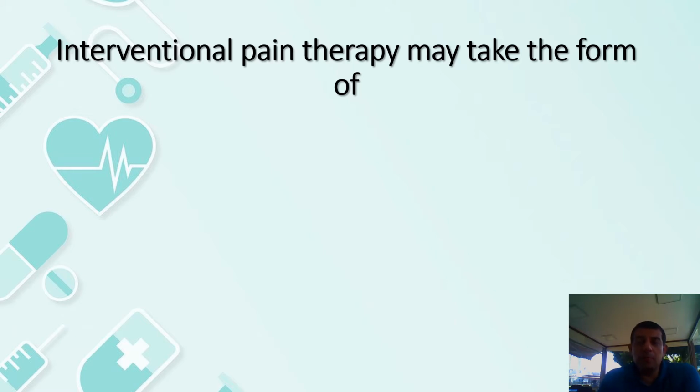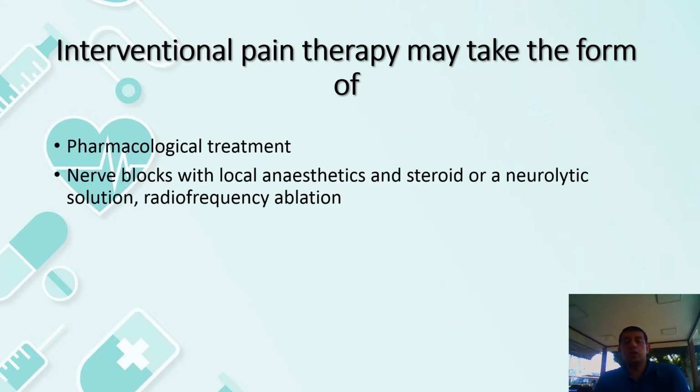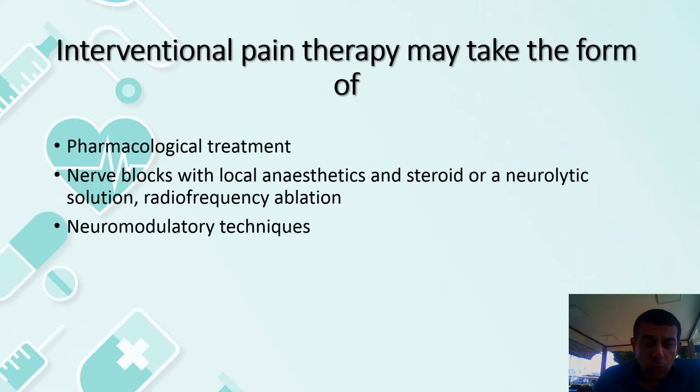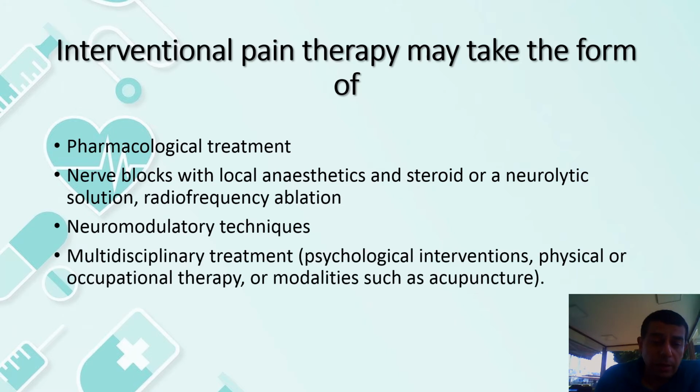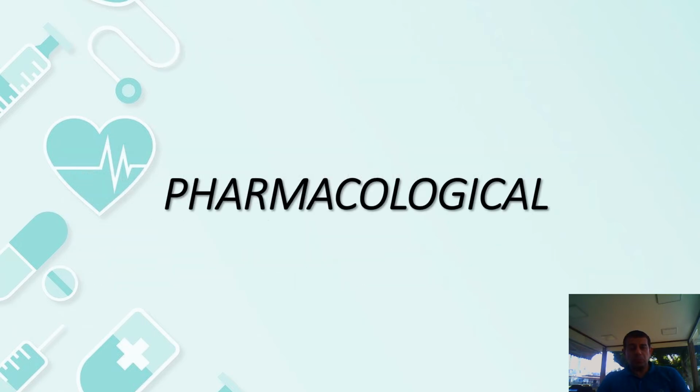Now, after we have done all of that, we should have a plan for how to treat this pain. This pain can be treated either pharmacologically or by some sort of procedures like nerve blocks, local anesthetics, or neuromodulation technique, or multidisciplinary technique. Let's start with the pharmacological approach.